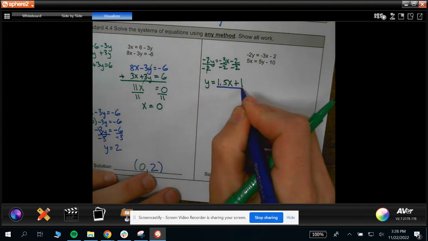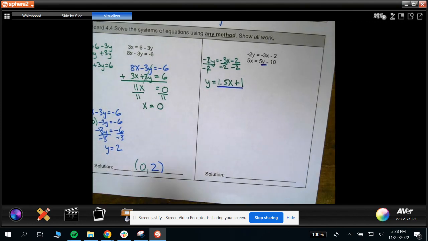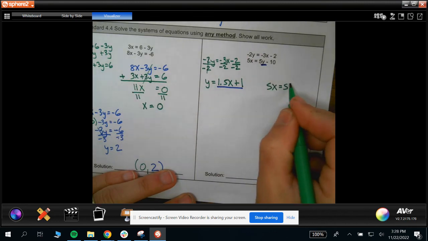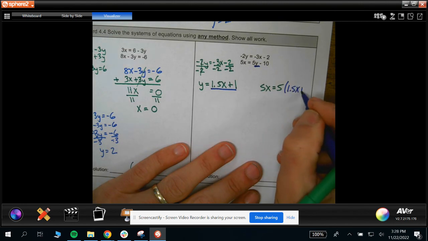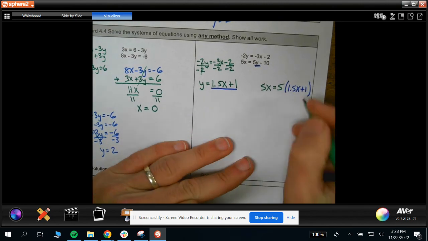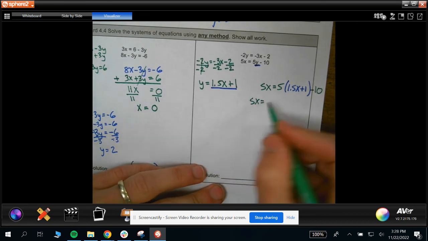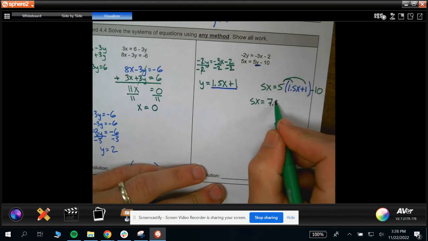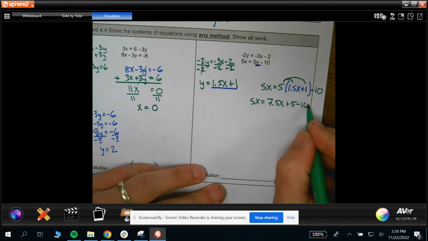Now I can take this and substitute it for y in the other equation. What does that look like? 5x equals 5, and instead of y, I'm going to substitute 1.5x plus 1, minus 10. Let's solve this. So 5x equals, let's distribute, 5 times 1.5 is 7.5x plus 5 minus 10.